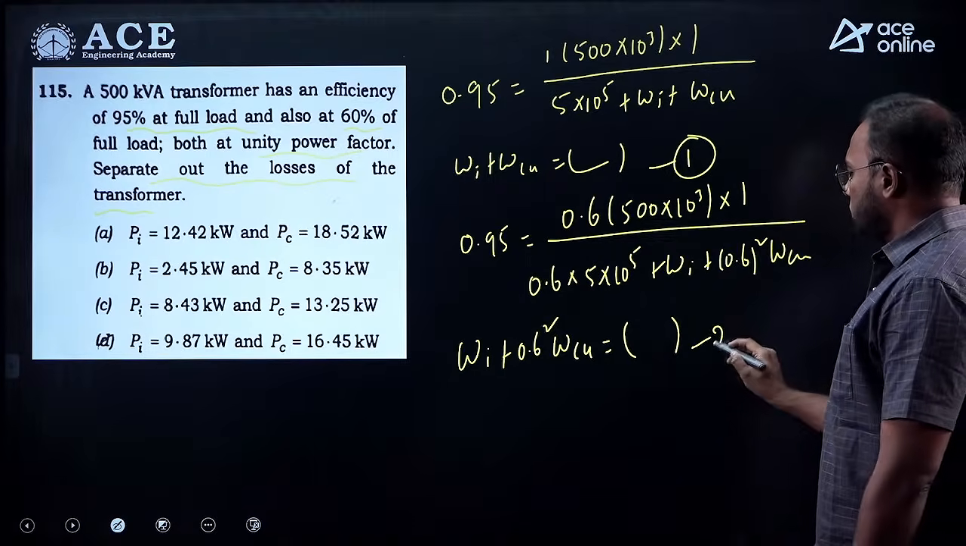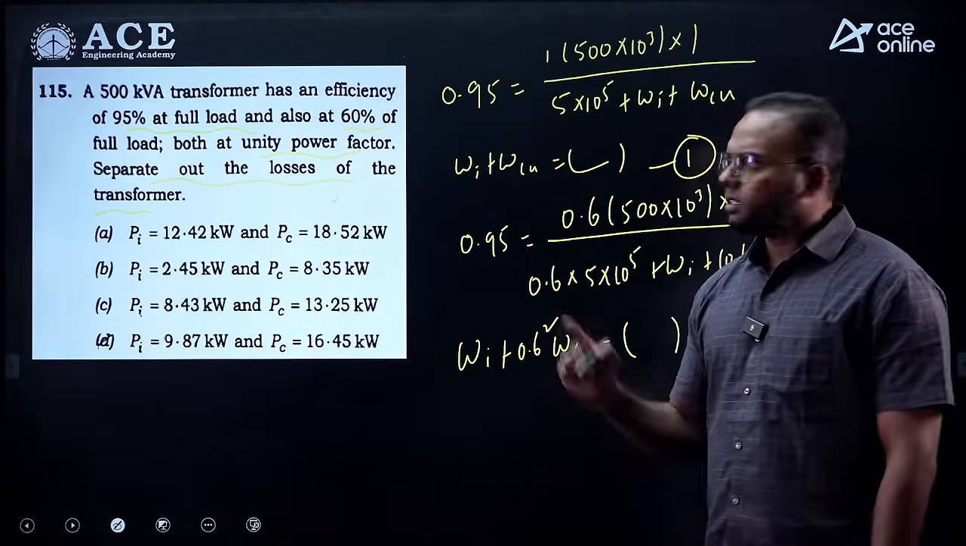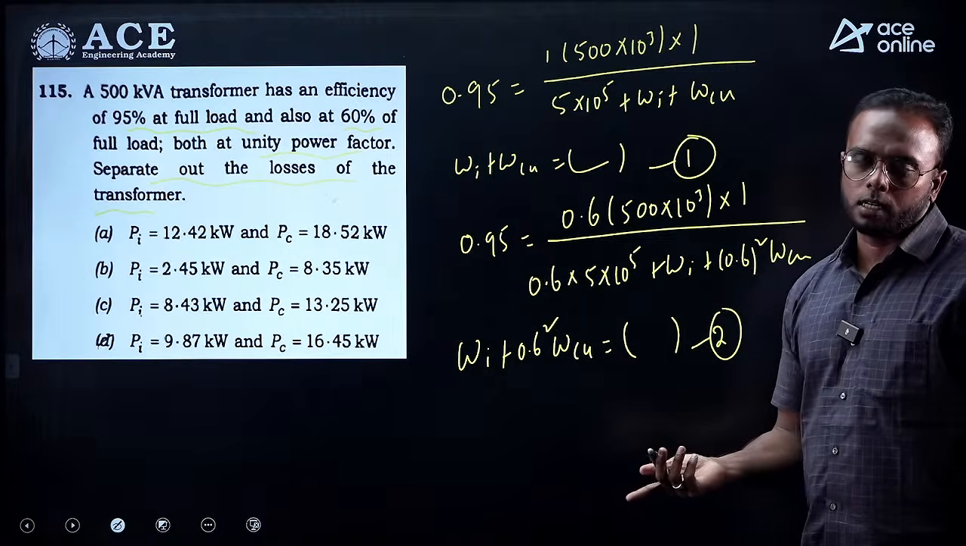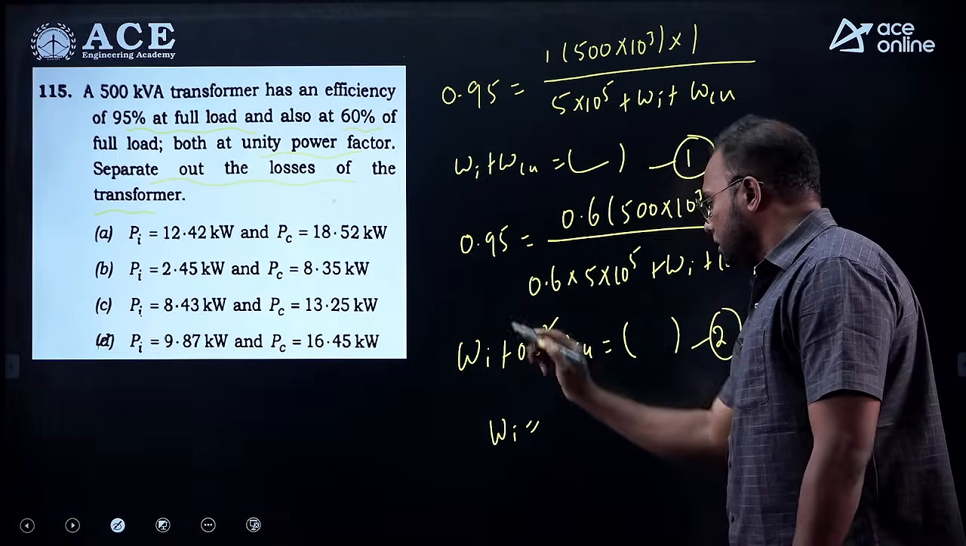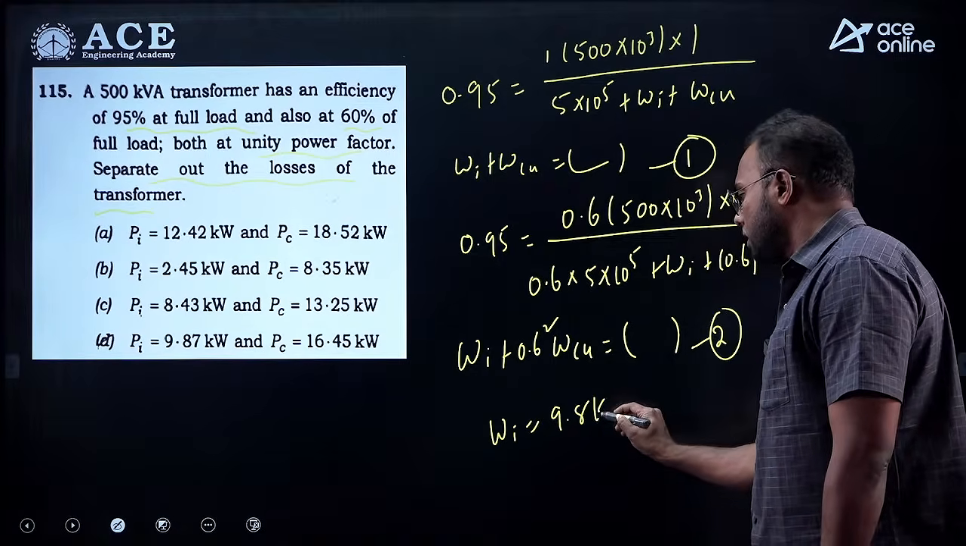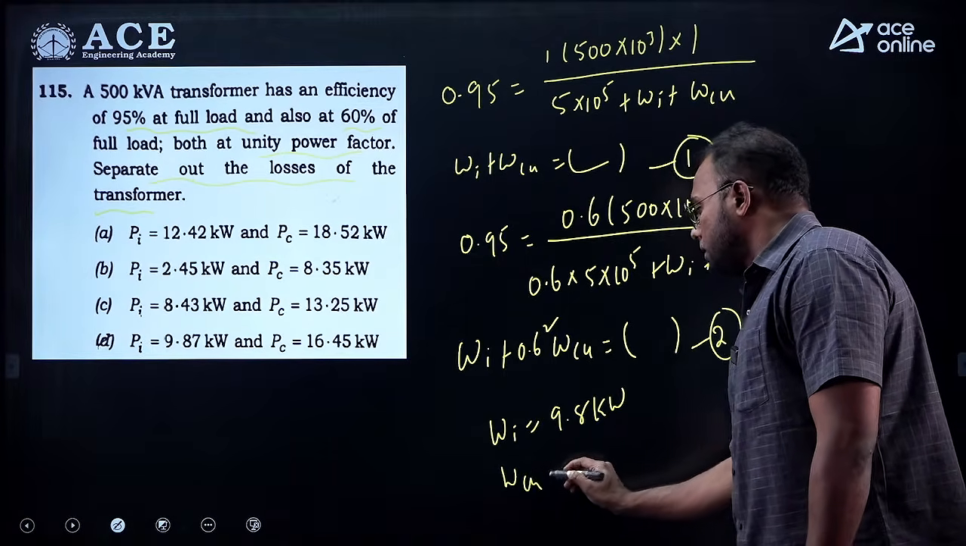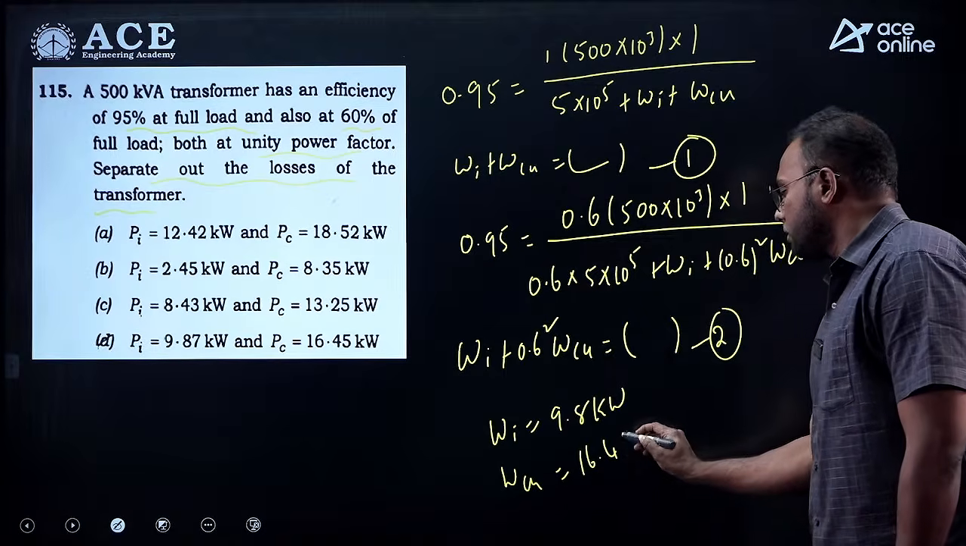These are the two equations, of the form Ax plus By equal to C. Take equation 1 minus equation 2 directly. The iron loss gets cancelled, and simplifying, we get the iron loss as 9.8 kilowatt and the full load copper loss as 16.4 kilowatt.